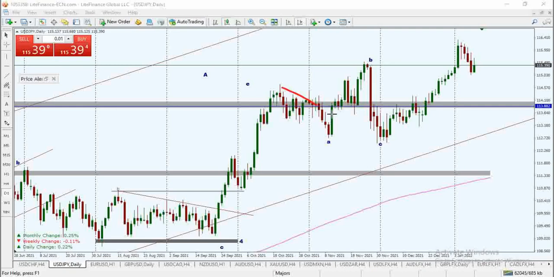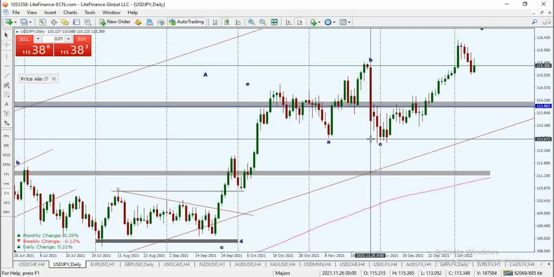All right, so we have A, B, C. We've completed B, right? For those of you that actually took that trade, let's see what it looks like. 247 pips.